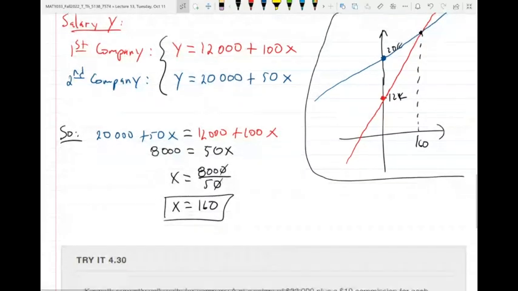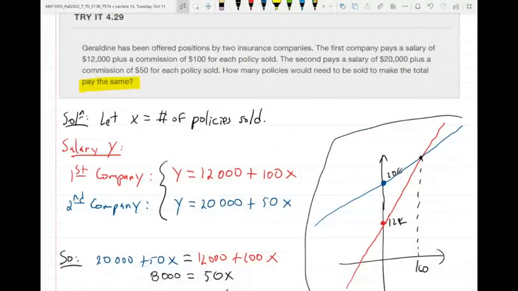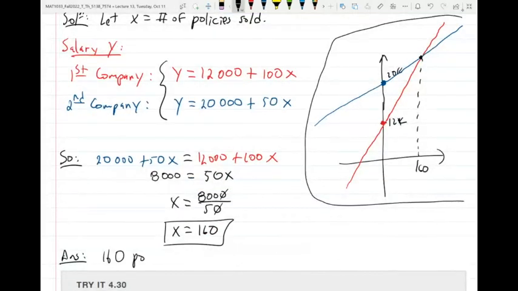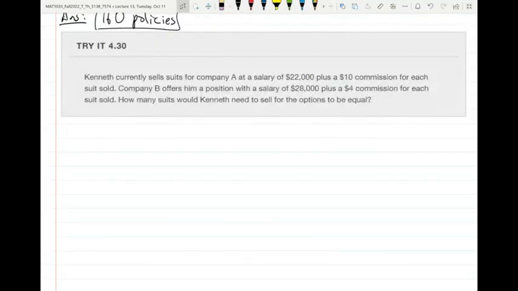Okay. So the answer is, what will be the answer to this question? So how many policies will need to be sold to make the total pay the same? 160. So 160 policies. I mean, I'm not gonna write the complete sentence. We are not in elementary anymore. So you understand what I mean. 160 policies. Okay, questions? Is that clear? All right, so see, try this one.